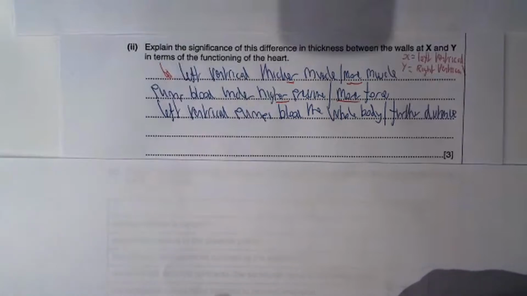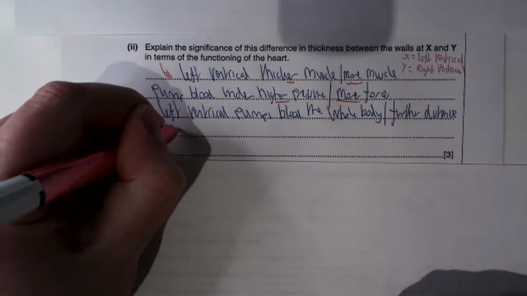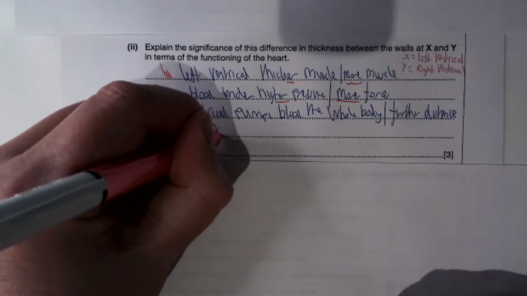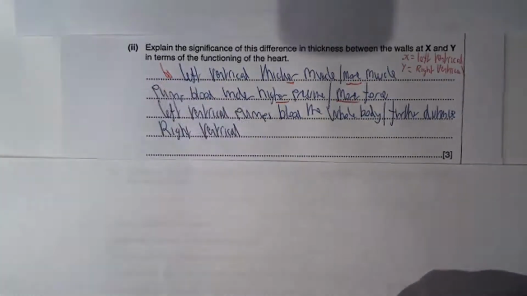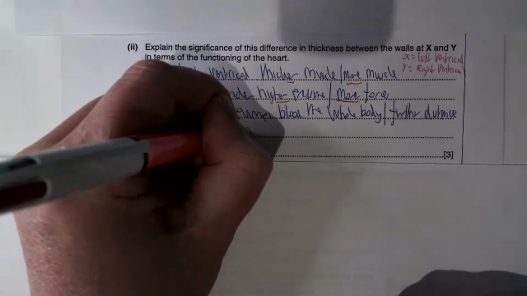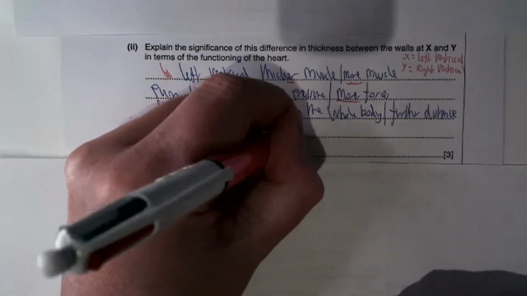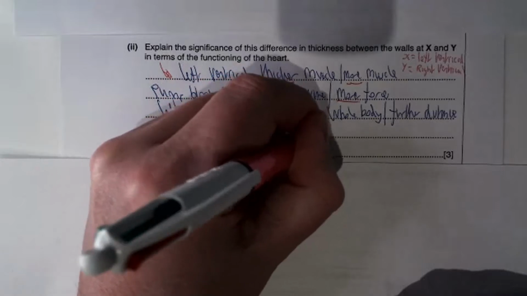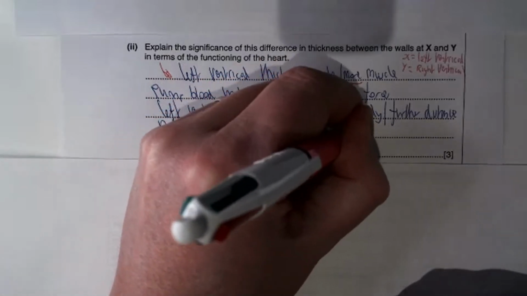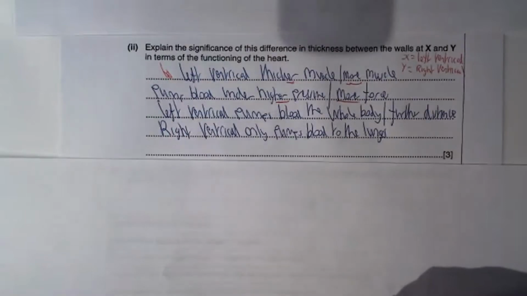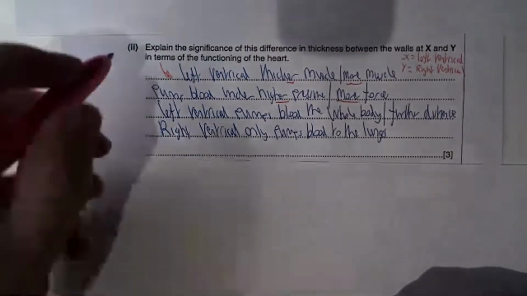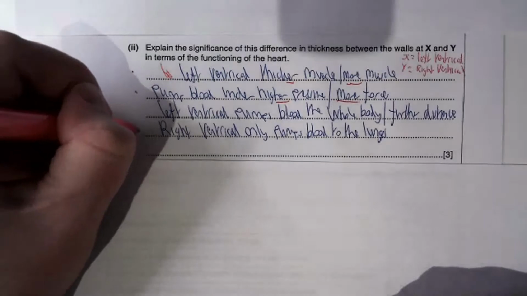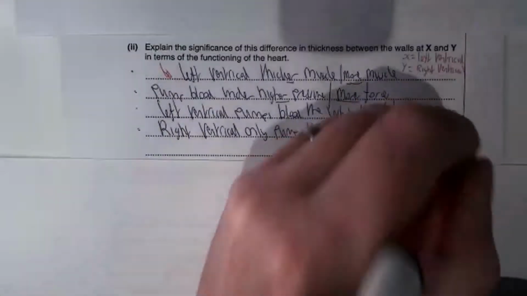And then the final thing we can say is that the right ventricle only pumps blood to the lungs, which are much closer to the heart. So there's 4 marking points there. The examiners are after 3.